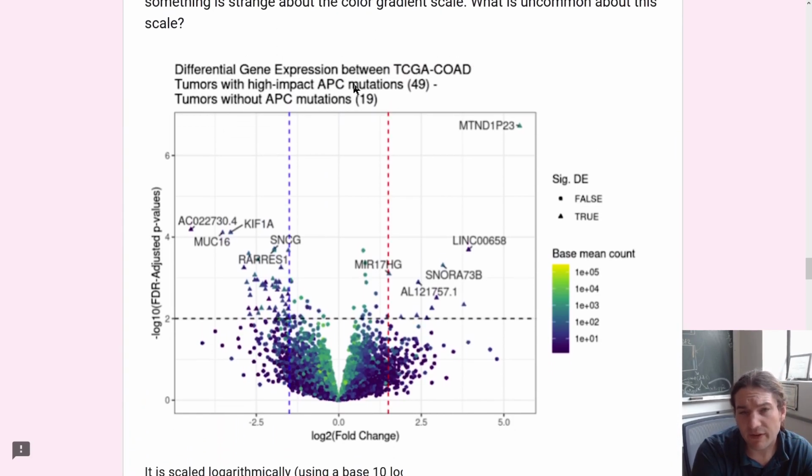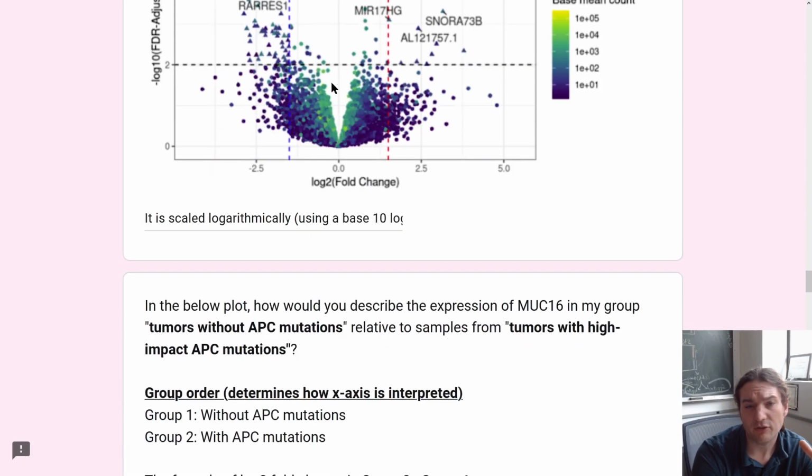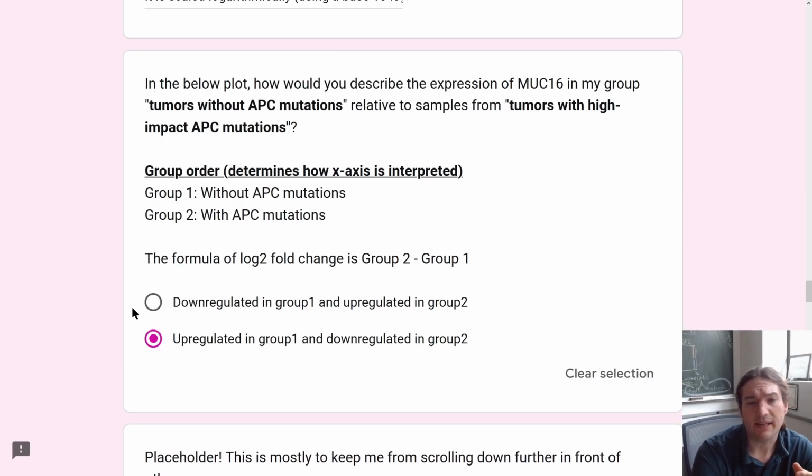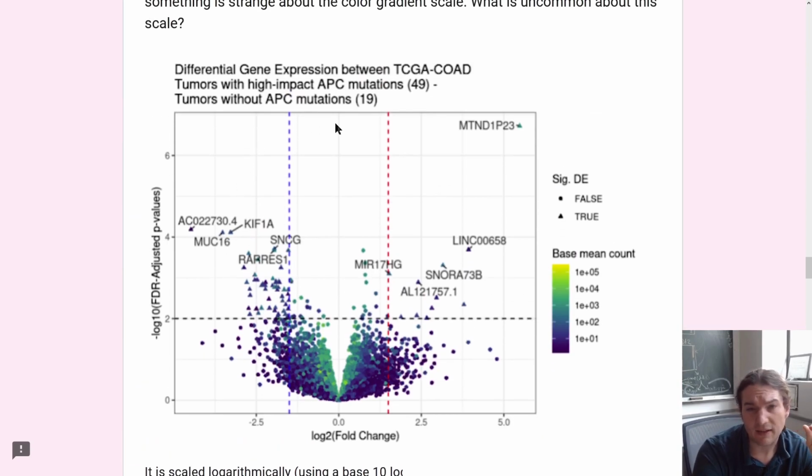So here, the definition of the x-axis is this minus this, which means that if Muc16 is negative, this must have had a larger value than this one. So relatively, that produces a negative, and so this must be upregulated relative to the relatively downregulated high-impact mutations. So upregulated in group 1 and downregulated in group 2. And the reason you know that is based on the order. Now here I type in the order, but specifically it is group 2 minus group 1.